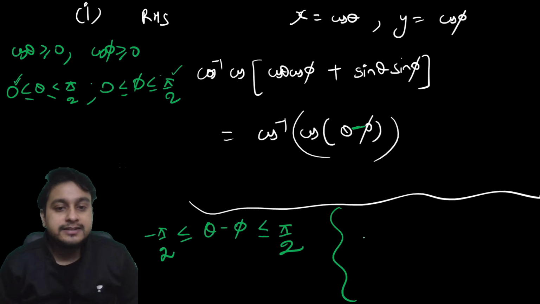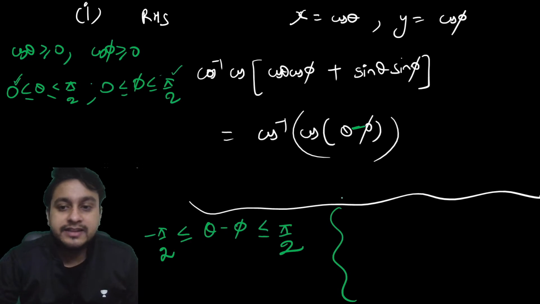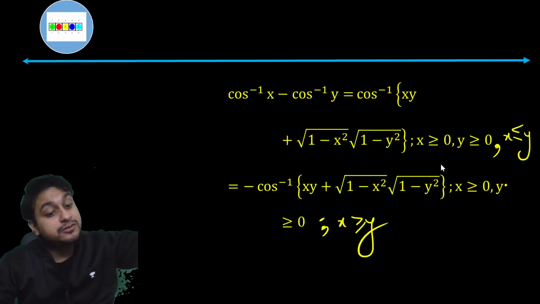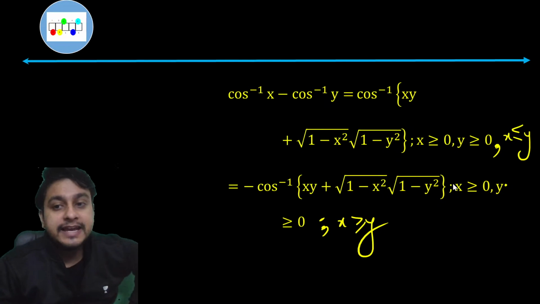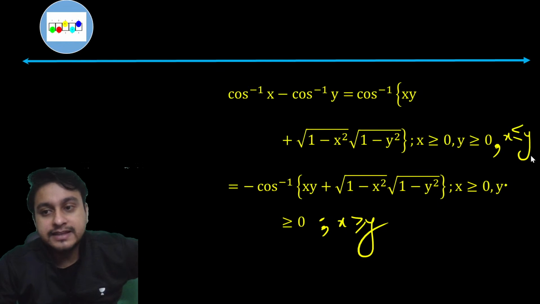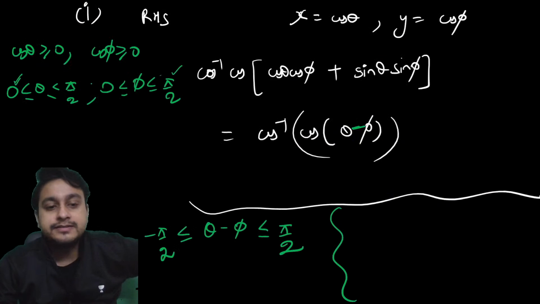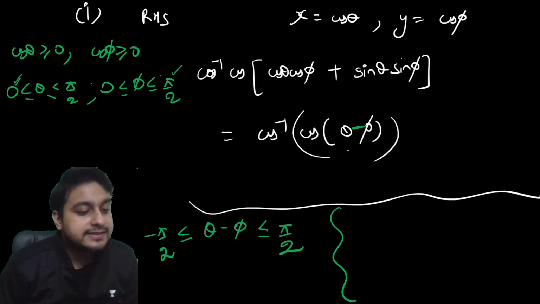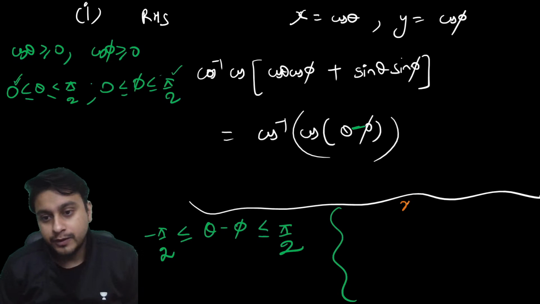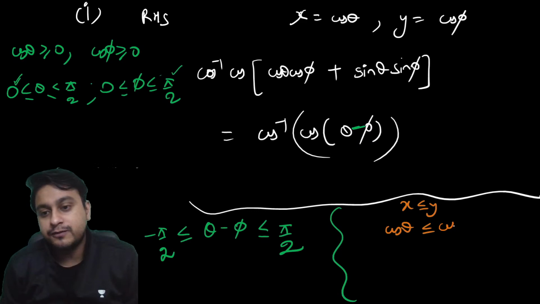Okay. Also, guys, one more condition is given, that is the extra condition. Just like x square plus y square less than 1, we had in sine, right? So what will this give us? Let's see. We are trying to fetch this result from x is less than or equal to y. That means cos theta is less than or equal to cos phi.